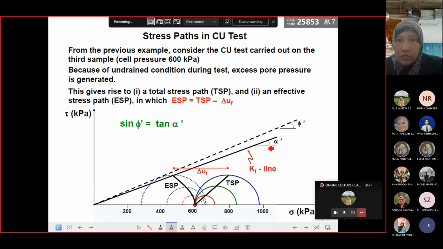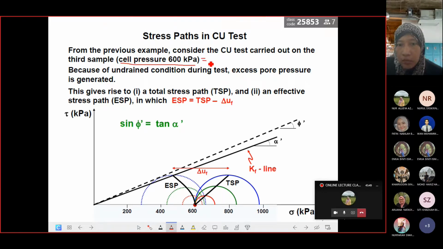Okay, for stress pass in consolidated undrained. Okay, this is undrained conditions. Undrained conditions given to you the cell pressure is 600 kPa, yang mana sigma 3 tu adalah 100. So bila dia undrained dia dalam keadaan ni you akan ada excess pore water pressure. So you ada nilai U dia.